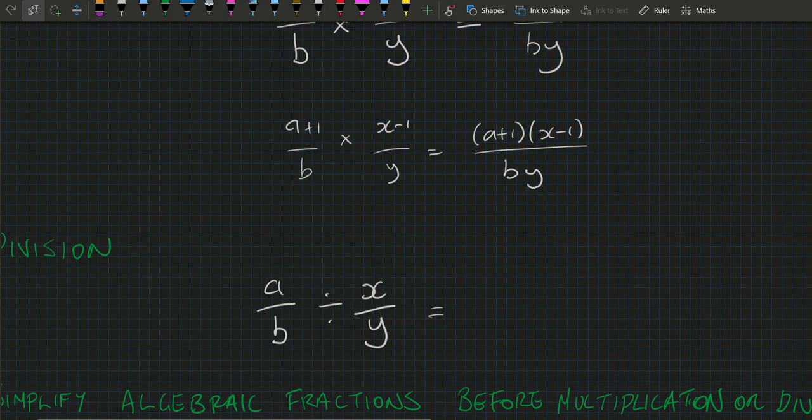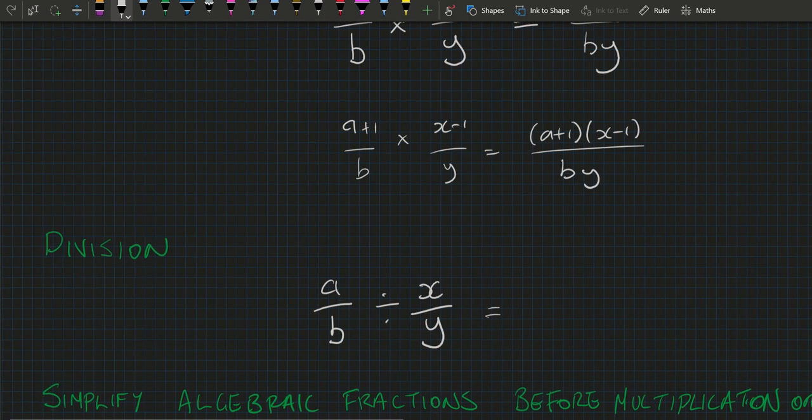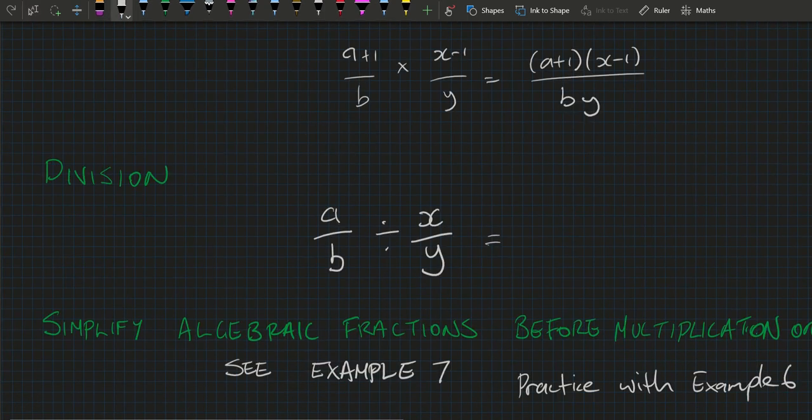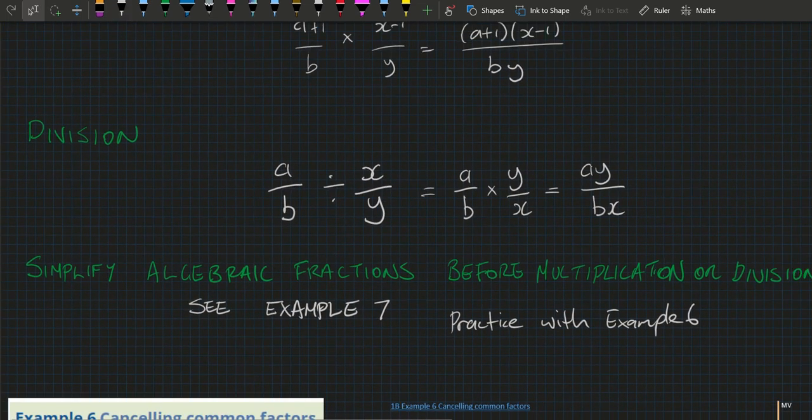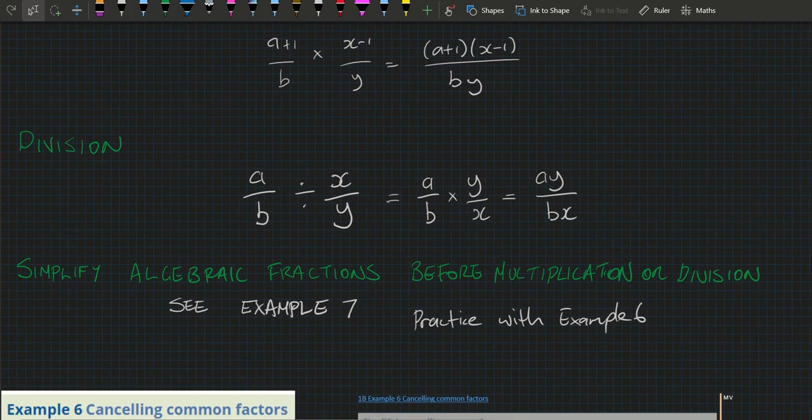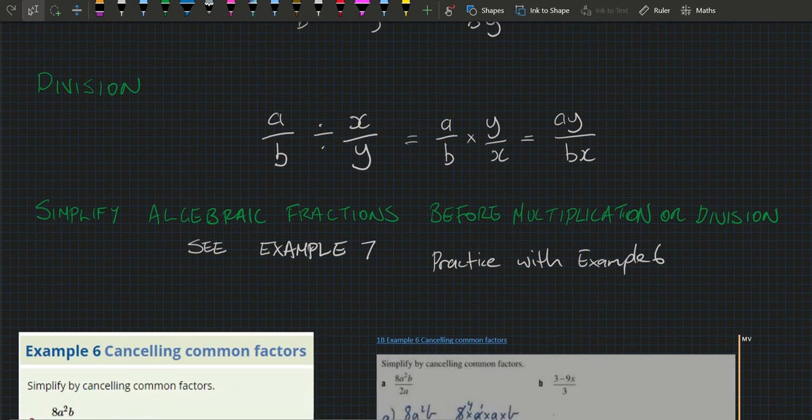So when they're talking about division and flipping, multiplying by the reciprocal of it, so that just equals A times B. So this one stays the same, but then we multiply the second one as a reciprocal like that. So that is equal to AY times BX. And simplifying fractions, well, you'll see we'll actually do it in example 7 and practice with example 6. Okay.